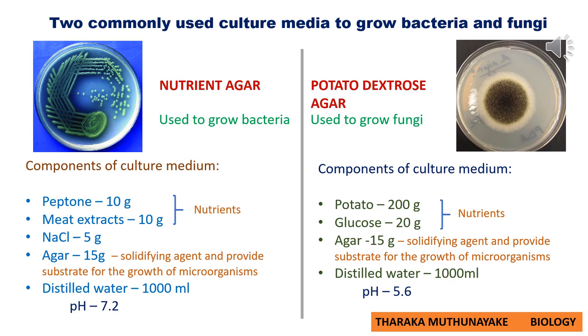First, about nutrient agar medium. The components are peptone, meat extracts. We can obtain beef extract as the meat extract. Those two act as nutrients actually, which provide nutrients for the growth of microorganisms. Remember that. The next component is sodium chloride. Then agar. So agar is actually a solidifying agent and provides substrate for the growth of microorganisms. That's the purpose of adding agar.